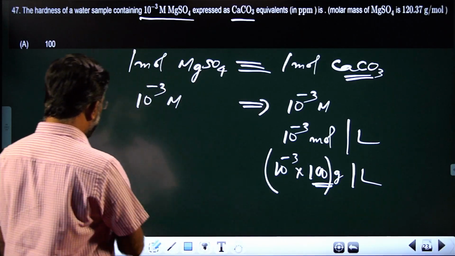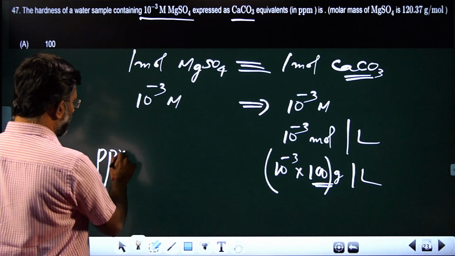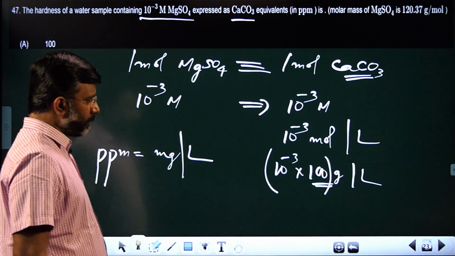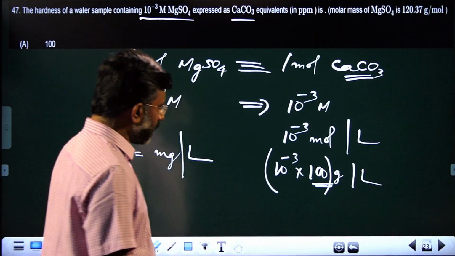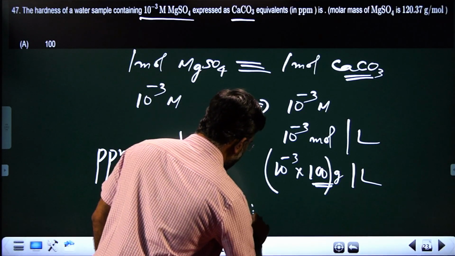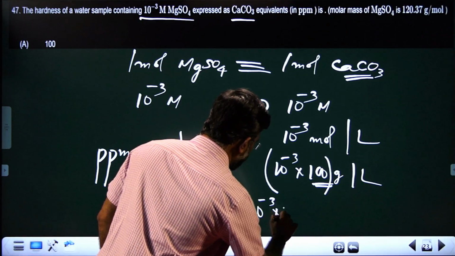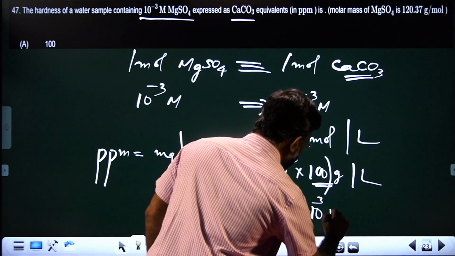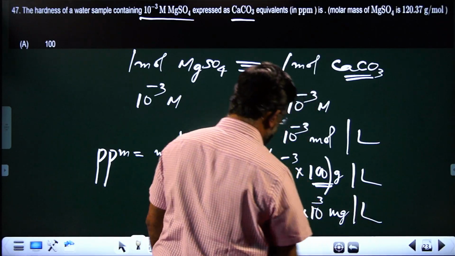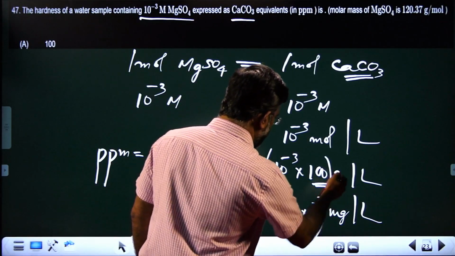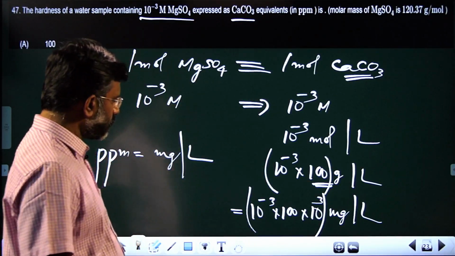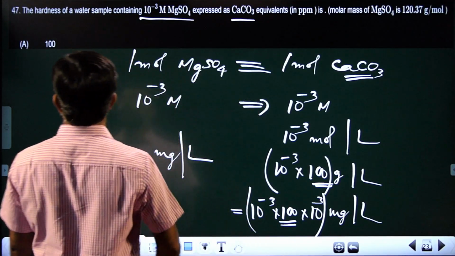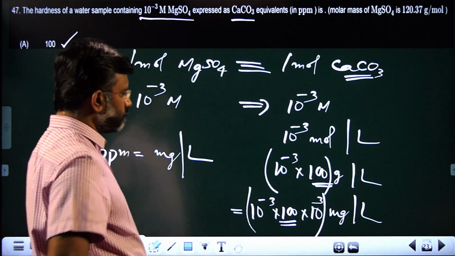And you know ppm is milligram per liter. So convert that into milligram. The final answer will be 10 power minus 3 into 100 into 10 power 3 milligram per liter. Grams I have converted to milligram. So the answer is 100 ppm.